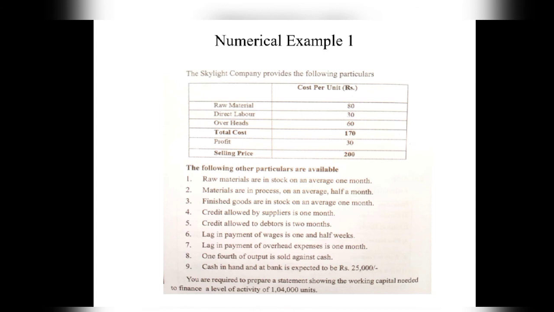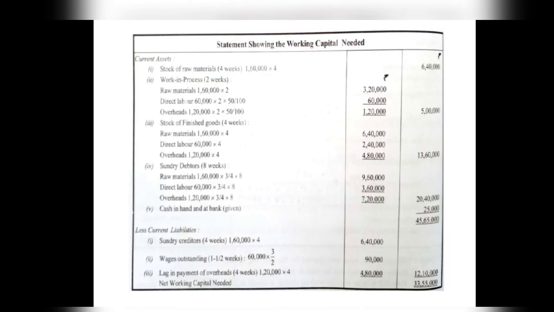Then in the example, they've given the seventh point, lag in payment of overhead expenses is 1 month. So here we take only the overhead cost. So 1 month is equivalent to 4 weeks, and the overhead cost is rupees 1,20,000 per week into 4. So it comes to rupees 4,80,000. Now the total we have to take of all these three items under the current liabilities to the outer column, 6,40,000 plus 90,000 plus 4,80,000. So the total of current liabilities in the outer column is rupees 12,10,000.